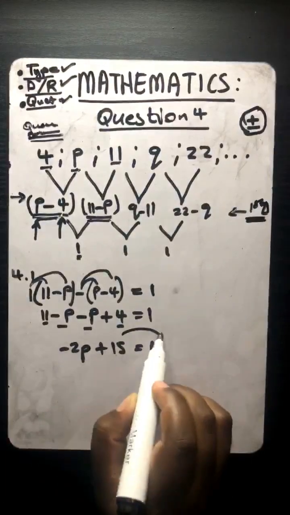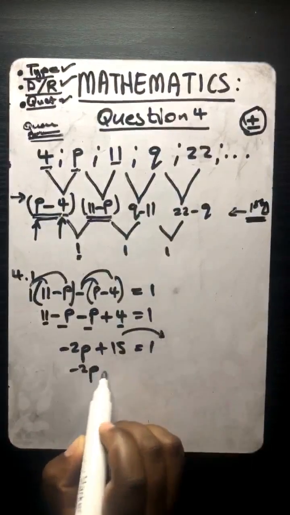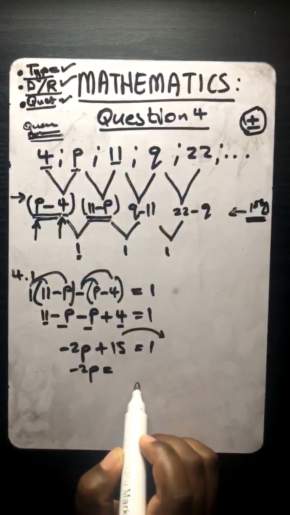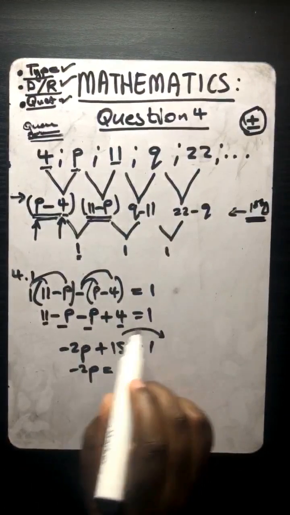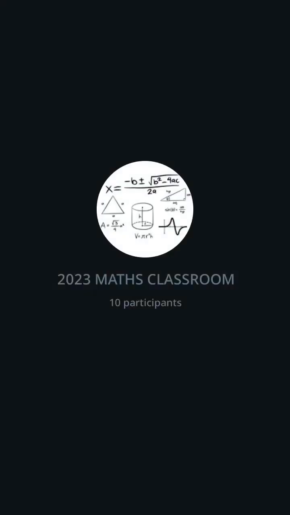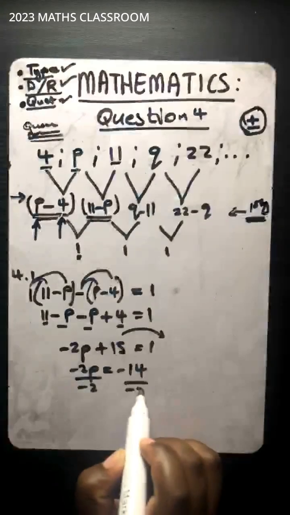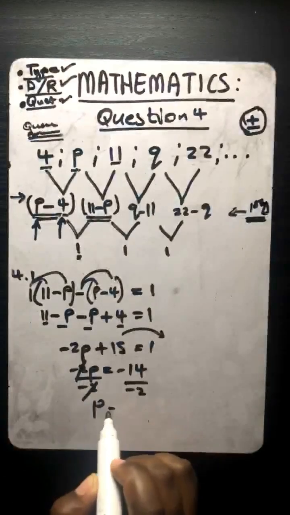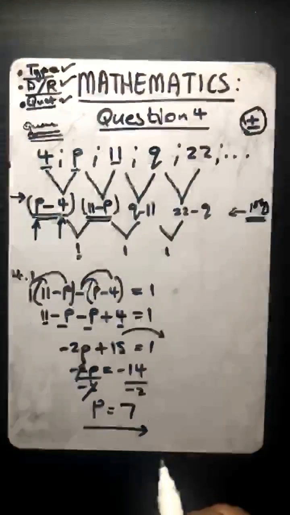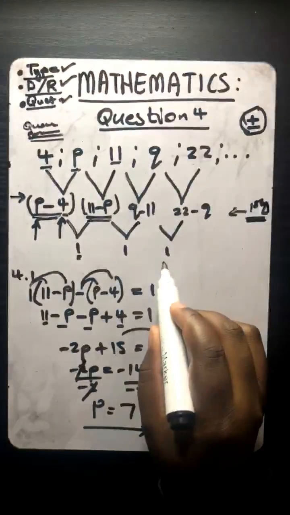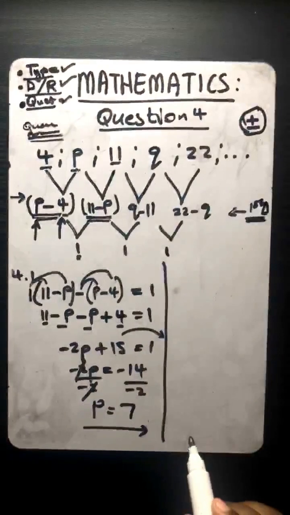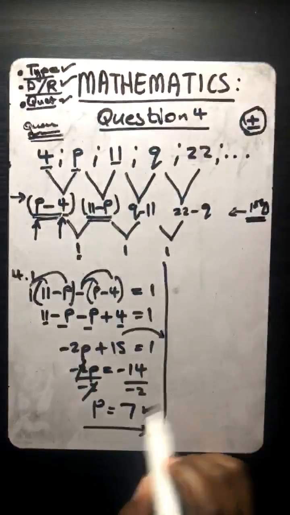So you want to take that to the other side so that you try by all means to remain with a p. So you're having that to the other side, it becomes negative 14. You divide by that on both sides, it cancels, then your p is equals to positive 7. So that is how you have shown that your P is equals to 7.